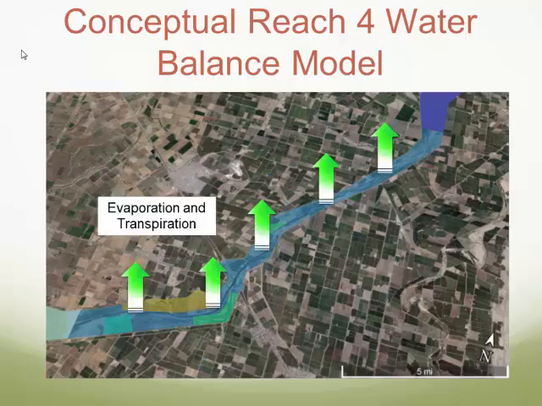Evaporation and transpiration is just water lost from the system, and this could be, of course, both from plants and evaporation from open water in the system, as well as evaporation from bare soils.